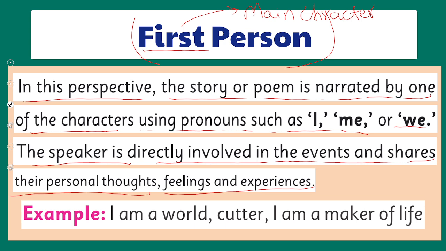As I have mentioned before, this type of narration happens when the speaker is simultaneously the character of the story, and he by himself has experienced all the actions and events of the story. For example, "I am a woodcutter, I am a maker of life." The tree is saying that I am a wood, and to the cutter, I am a maker of life. Because he used I, he expressed his own feelings, emotions, or thoughts. That's why the narration is first person.